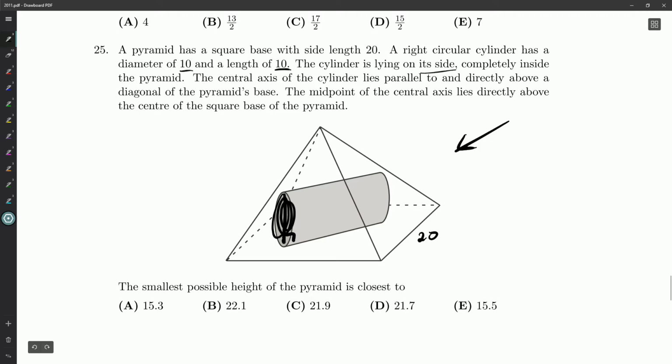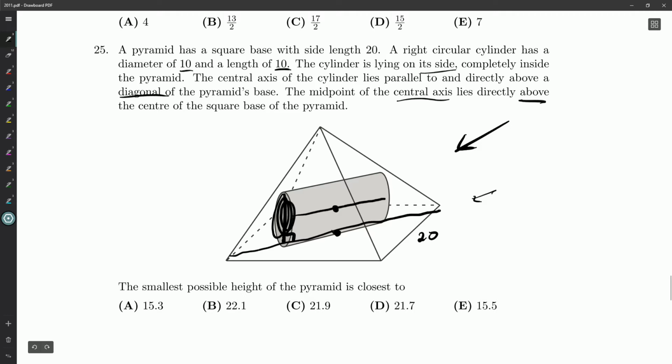Okay. The central axis of the cylinder, going through there, lies parallel to and directly above the diagonal of the pyramid's base. Okay. The midpoint of the central axis, so the midpoint of the whole cylinder itself, lies directly above the center of the square base. So it's put on its side, and then it's sort of centered along this diagonal on the square base. Okay, so I sort of understand the relationship here.